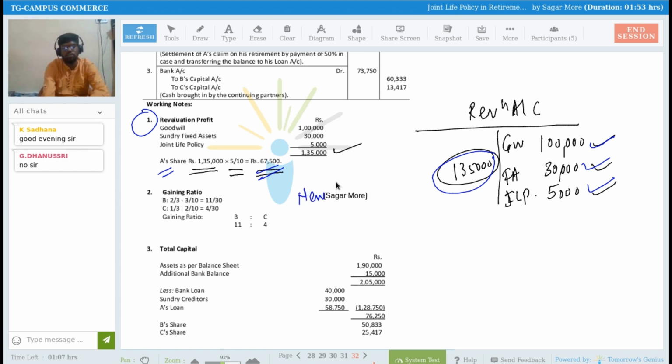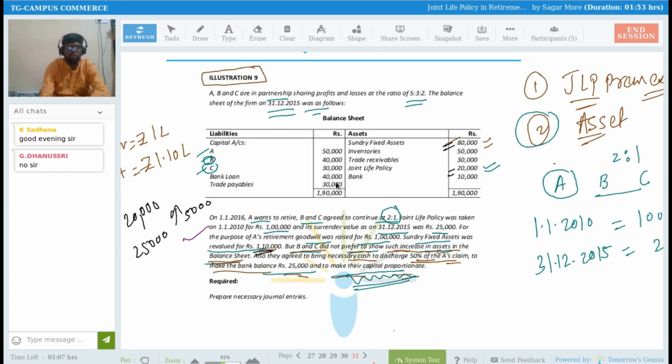So what is the formula for gain ratio? New profit sharing ratio minus old profit sharing ratio will give the gaining ratio. Yes or no? So new and old profit sharing ratios are available or not? Just check. Yes, available. 5:3:2 and now 2:1. Right? So we can simplify this for the continuing partners B and C. B's new share is 2/3, and it's 1/3 for C. And 5:3:2 for A, B, and C, that is 5/10, 3/10, and 2/10, right?